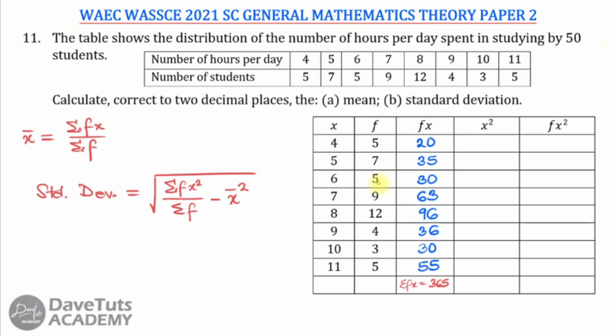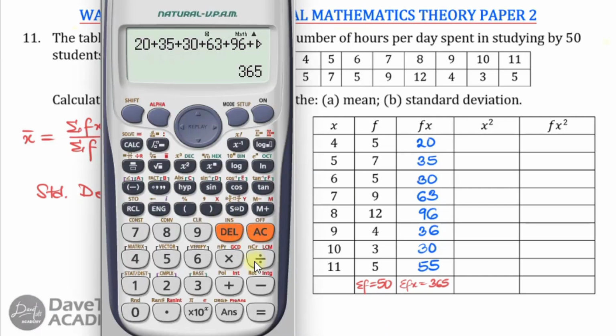5 plus 7 is 12, plus 5, 17, plus 9, 26, plus 12, 38, plus 4 is 42, plus 3, 45, plus 5, that is 50. So summation f is 50. Okay, then in that case, we can get our mean, which is nothing but 365 divided by 50. Putting that into our calculator, the answer is 7.3.